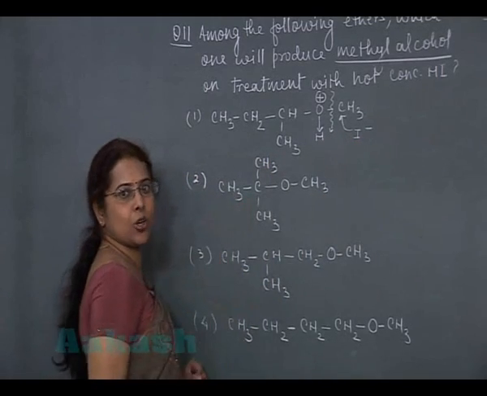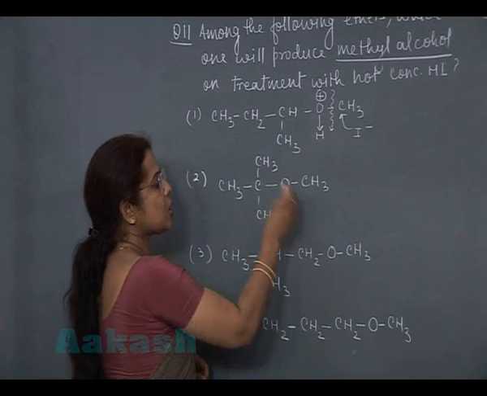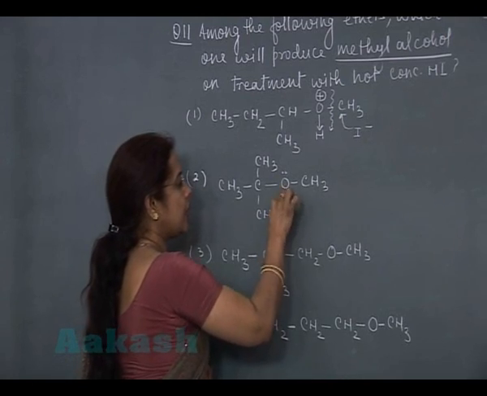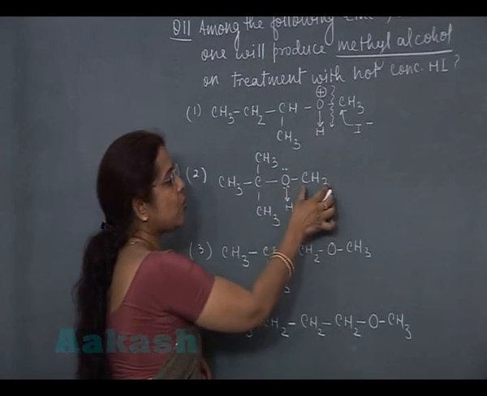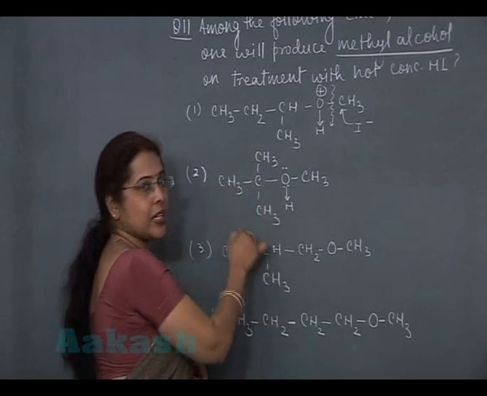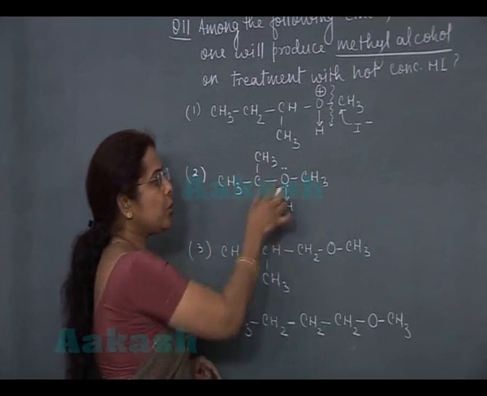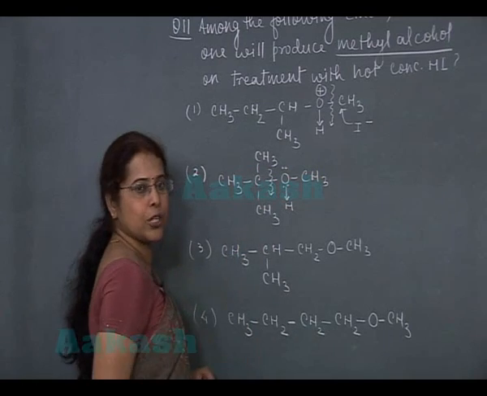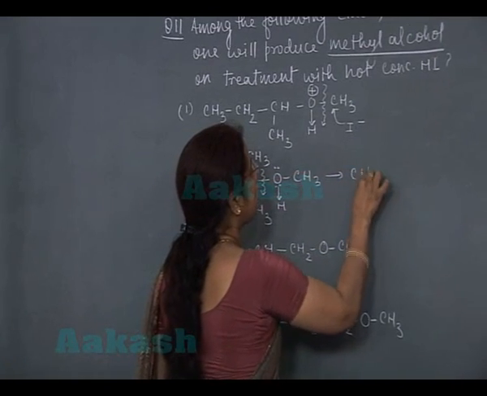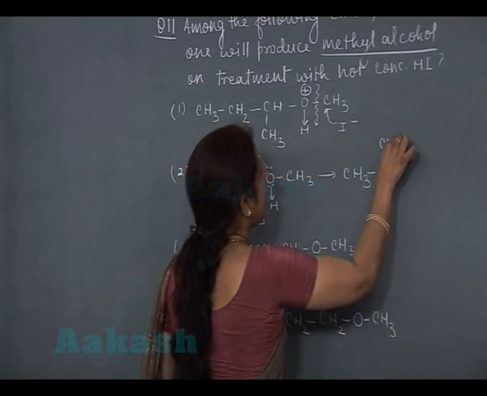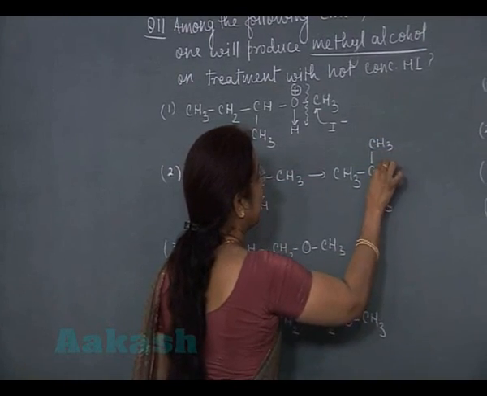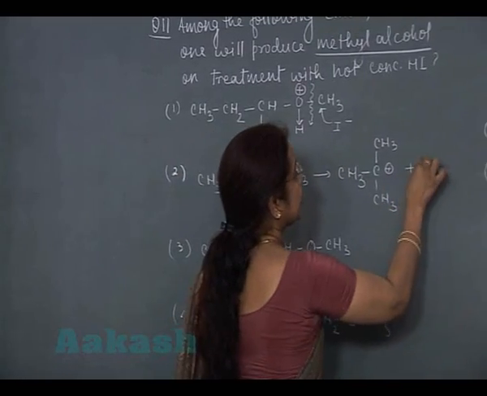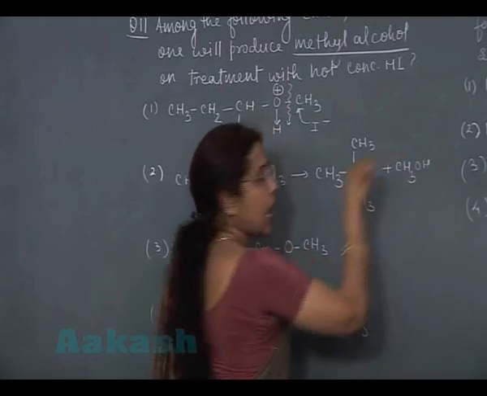Now see, in the case of the second option, the first step is common, that is protonation of the ethereal oxygen. So we add a proton here, and it forms protonated ether. Now here one of the groups is a methyl group and the other one is a tertiary butyl group. Due to the presence of the bulky group, the bond cleavage will take place from this position, which will result in the formation of a more stable carbocation. Protonated ether is first converted into carbocation, and the byproduct is methyl alcohol.